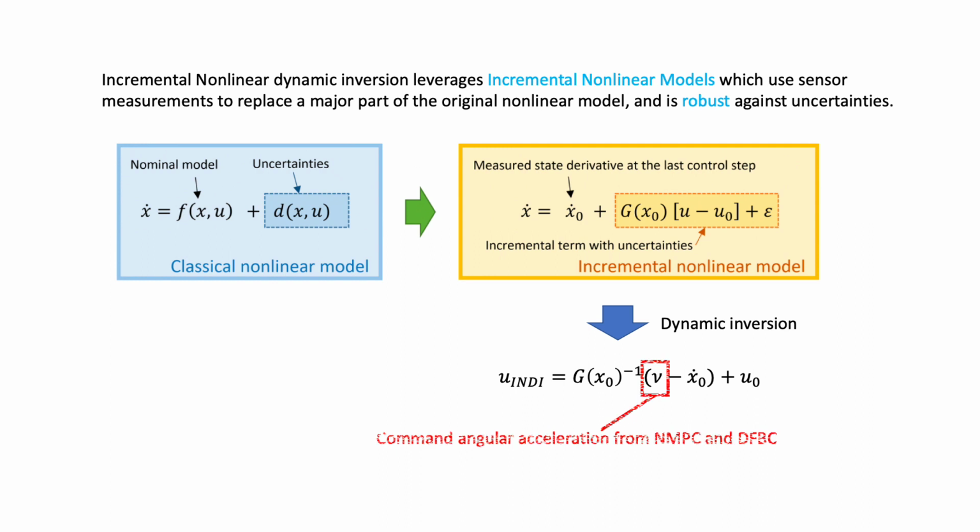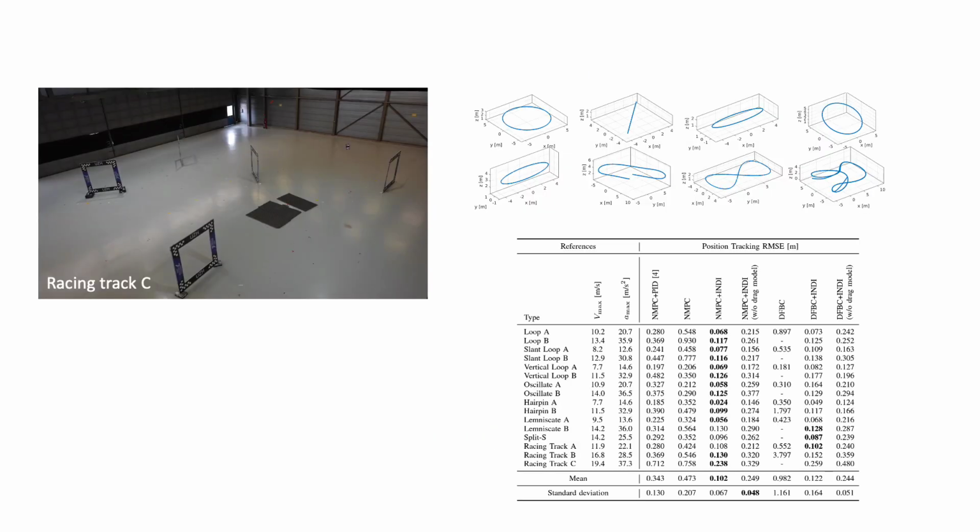We propose to use the commanded angular acceleration from NMPC and DFBC as the virtual control input of the dynamic inversion. Since both controllers consider the thrust limit of each rotor, they can provide a much more feasible virtual control input for dynamic inversion compared with traditional PD controller. We have validated the proposed NMPC INDI and DFBC INDI algorithm through multiple real-world experimental trajectories, ranging from simple looping trajectories to complex racing trajectories with top velocities of up to 20 meters per second.